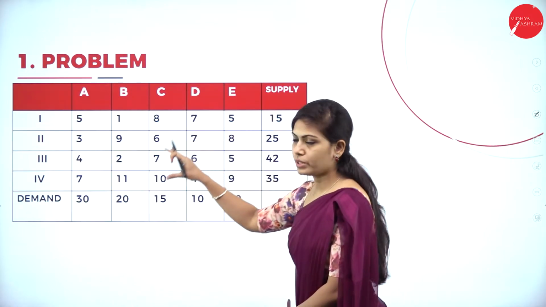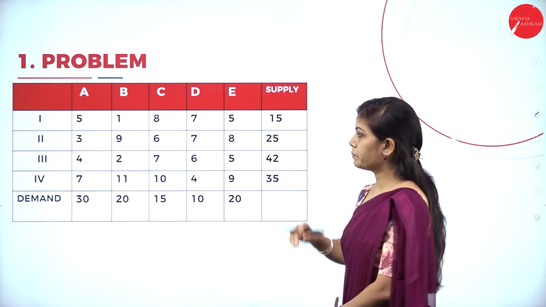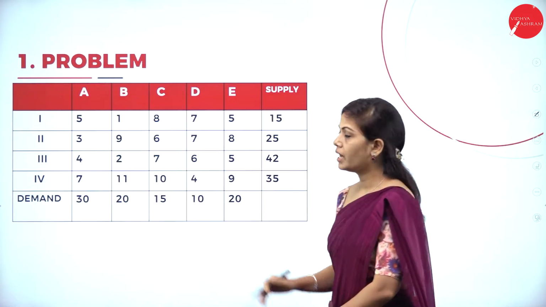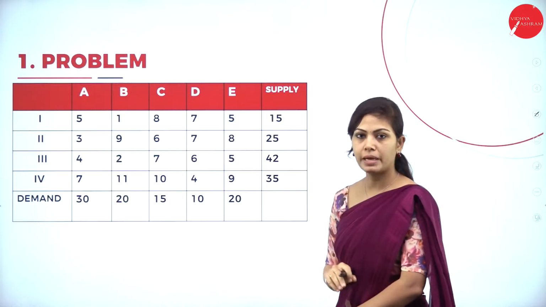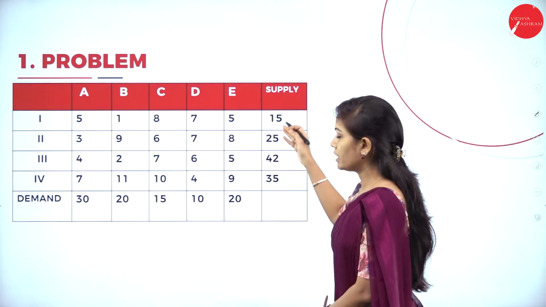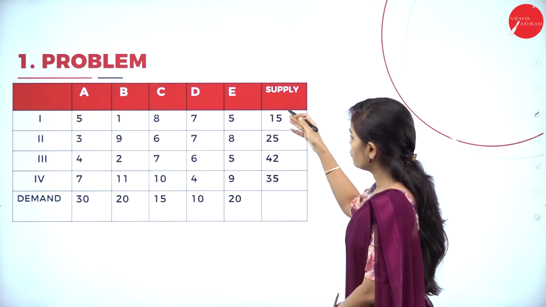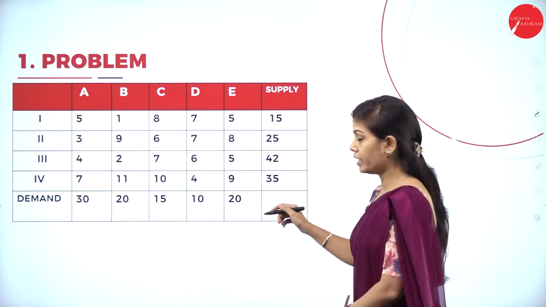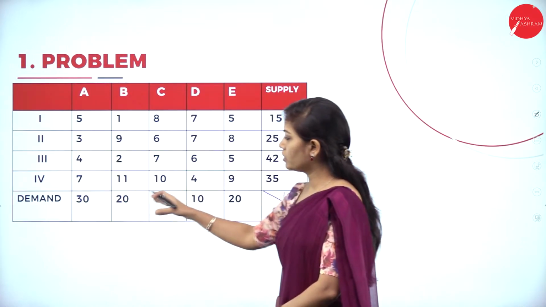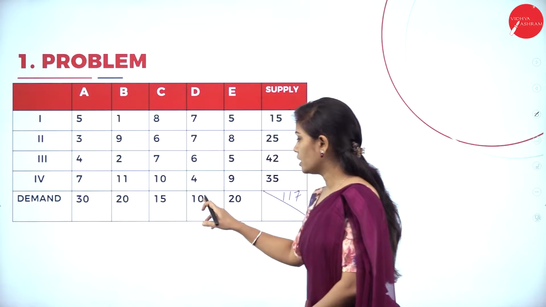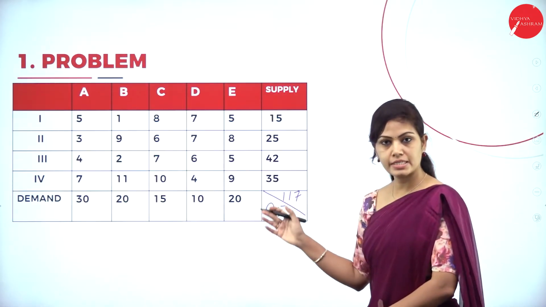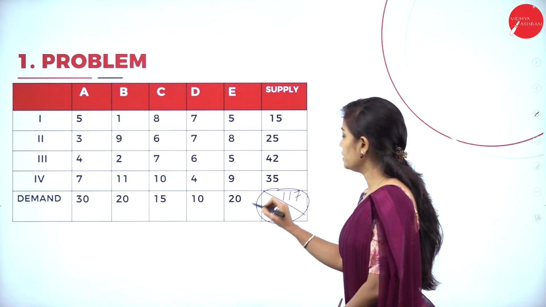So here you have one table. You just observe the table. The number of columns is 5 and the number of rows is 4. Add all the supply values and add all the demand values. Here I will add all the supply values first. 15, 25, 42 and 35 is 117. And add all the demand values 30, 20, 15, 10 and 20. It is 95. Is this a balanced problem? No, it is an unbalanced problem.